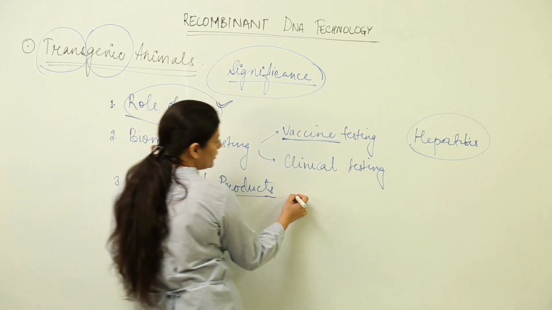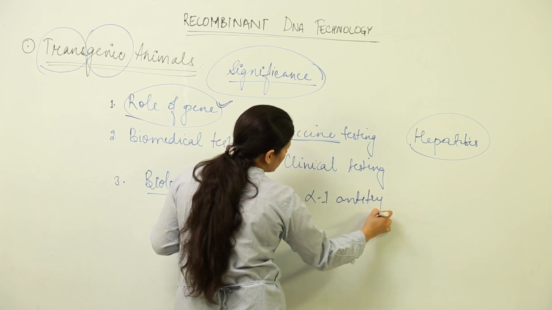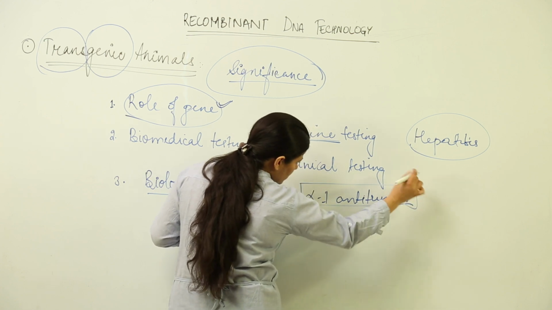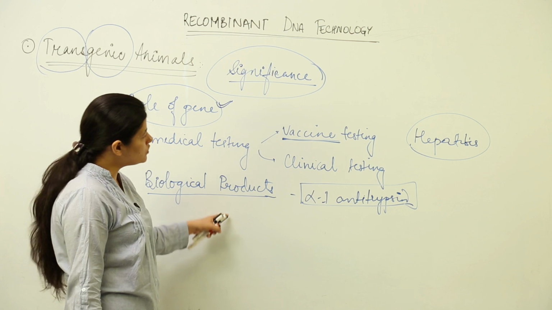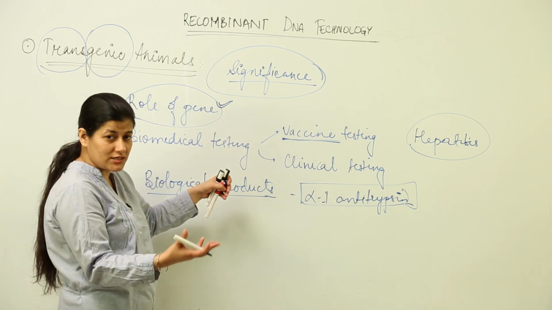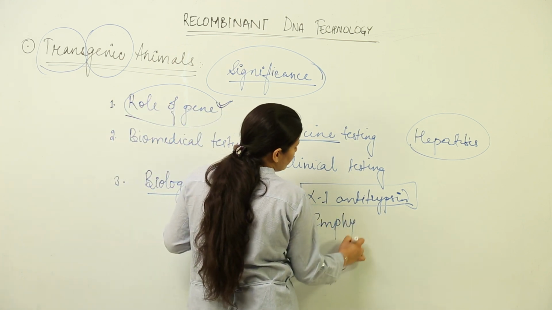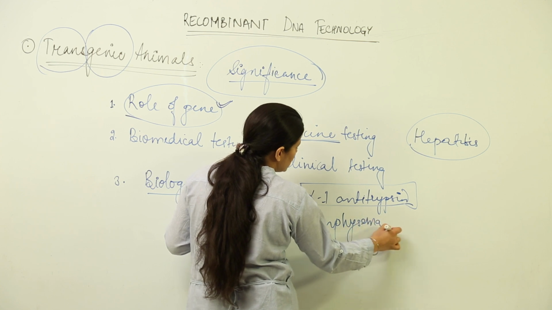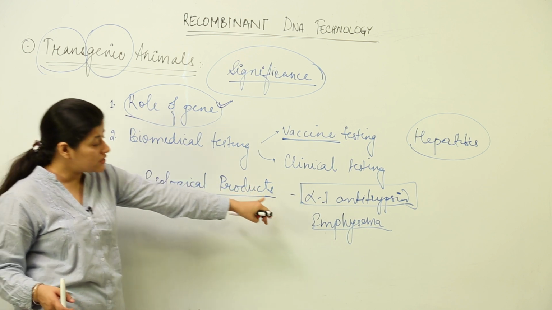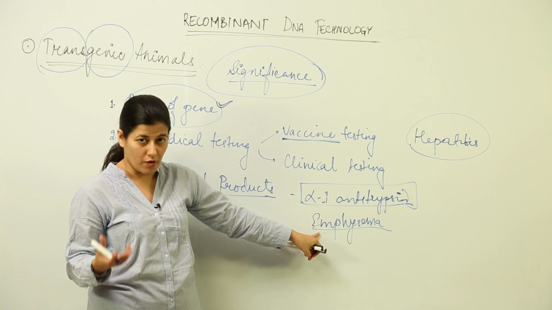Like we have the example of alpha-1 antitrypsin protein, which could be produced by incorporating a gene into the transgenic animal, and that protein would be produced in abundant quantities, and it is used for curing emphysema. Now you remember what is emphysema? Emphysema is the smoker's disease. Those who are chain smokers have this problem, and this particular protein could be used for curing that emphysema problem.